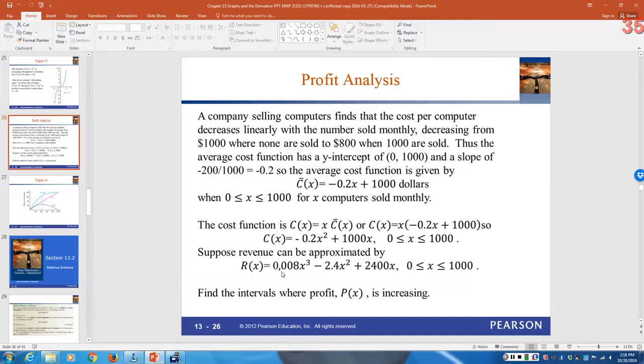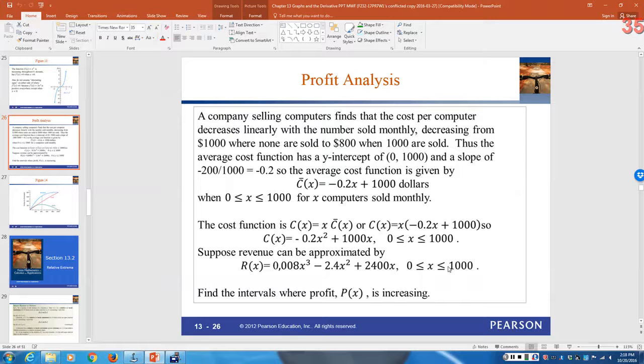And then they give you the revenue function, and I do have a typo in that. That's supposed to be a decimal, not a comma. So it's 0.008x to the third is the revenue function, minus 2.4x squared is the second term, and then plus 2400x. So this is the amount of money you make for selling x computers for the first 1,000. And now they want to talk about profit.